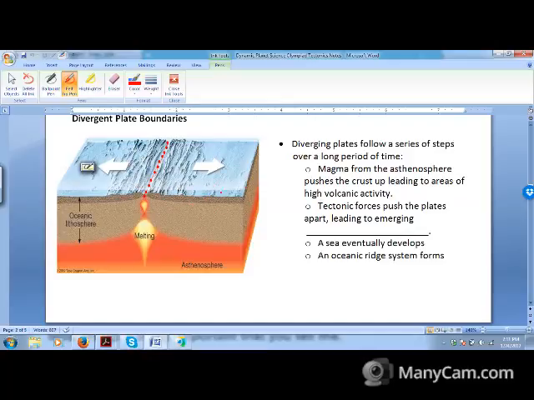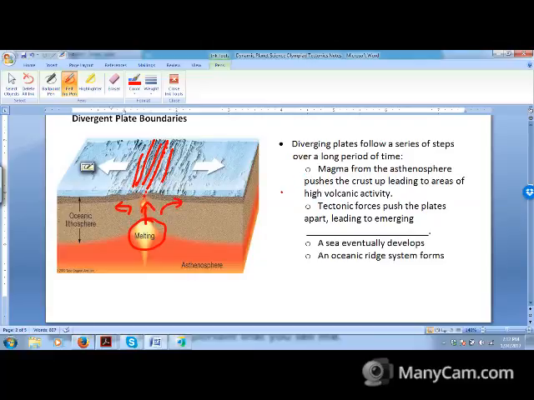So let's get started. Divergent plate boundaries actually go through somewhat of a process over time, and that starts with the asthenosphere pushing up a lot of magma to the surface. And what that's going to cause is some sort of deformation in the surface. So it's going to push the oceanic crust upward, or continental crust in the case of Africa, actually. Okay, so it's going to push this up, which is obviously going to lead to a lot of volcanic activity as there's hot magma all over the place. And some forces that we're going to talk about later are essentially going to push this crust in opposite directions.